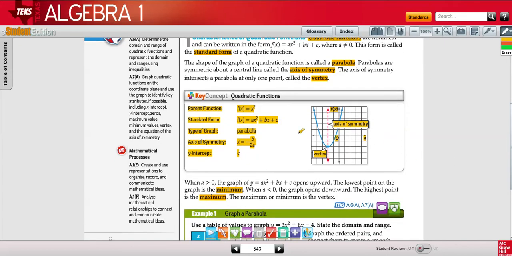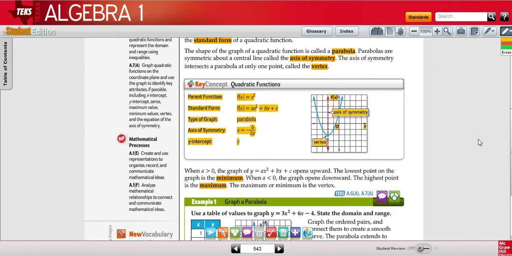And don't forget, all of this here in this section under key concept, you need to copy down in your Cornell notes. When a is greater than 0, the graph of y equals ax squared plus bx plus c opens upward. The lowest point on the graph is a minimum. When a is less than 0, the graph opens downward. The highest point is the maximum. The maximum or minimum is the actual vertex.